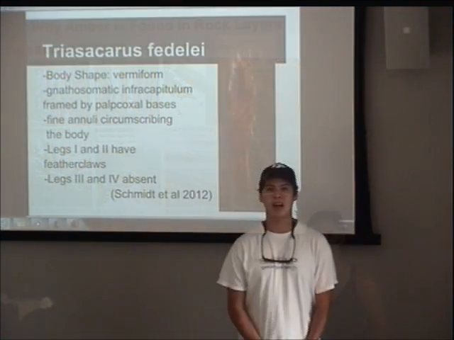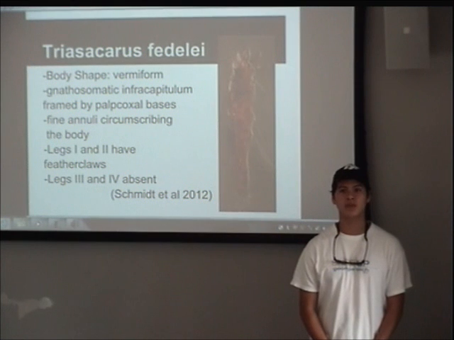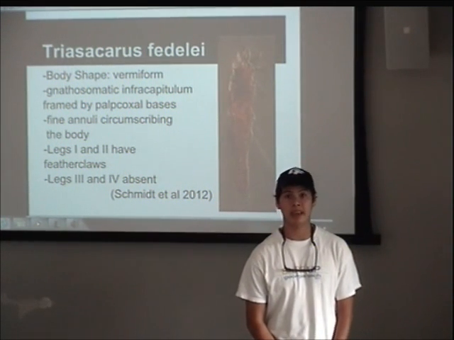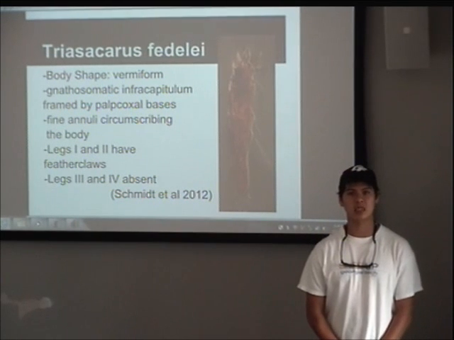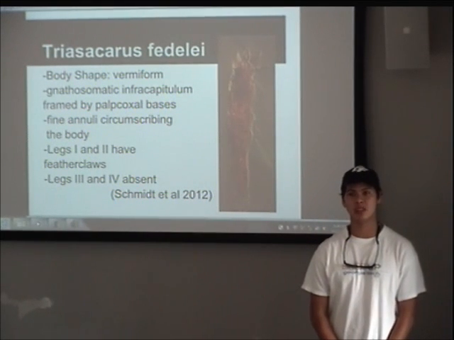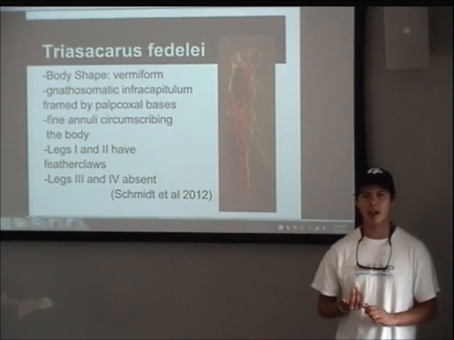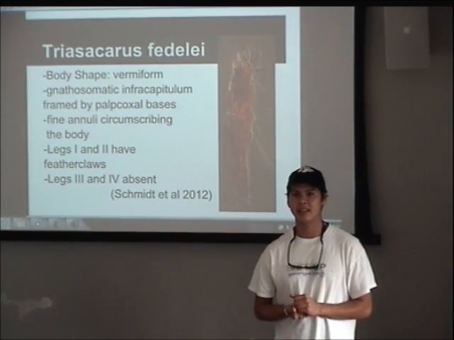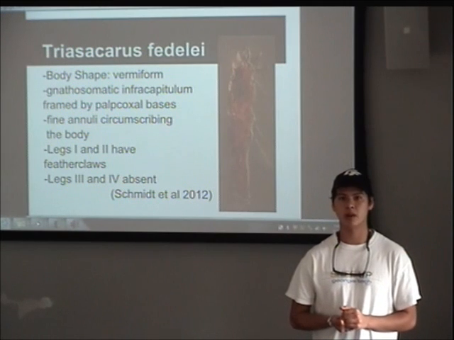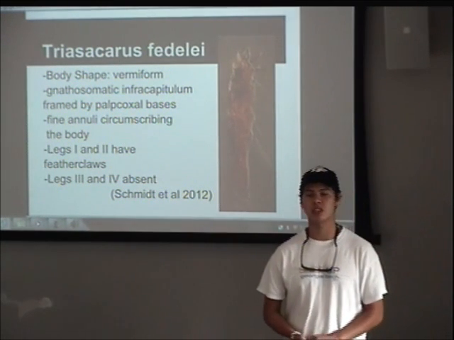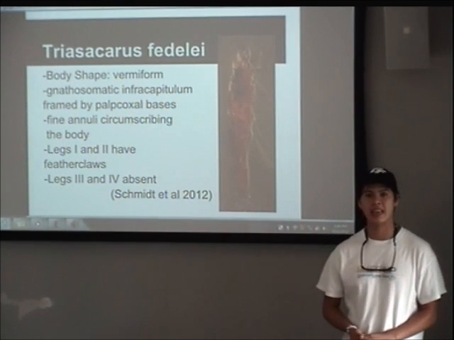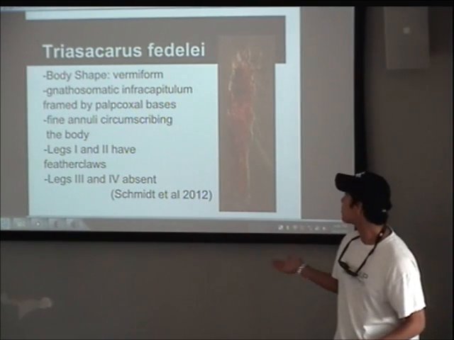The first specimen observed was a Triassicaurus fetuli. It has a vermiform body shape, so it is worm-like. And it surprised scientists with its gnathosomatic infracapitulum. It already had a developed mouth, jaws, and the pharynx. And it has fine annuli circumscribed in the body, so that begins to show the exoskeleton. Legs 1 and 2 have feather claws, and legs 3 and 4 are actually absent.